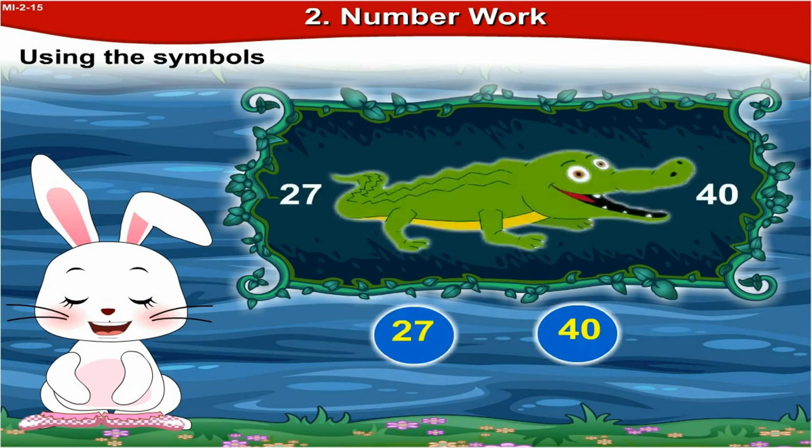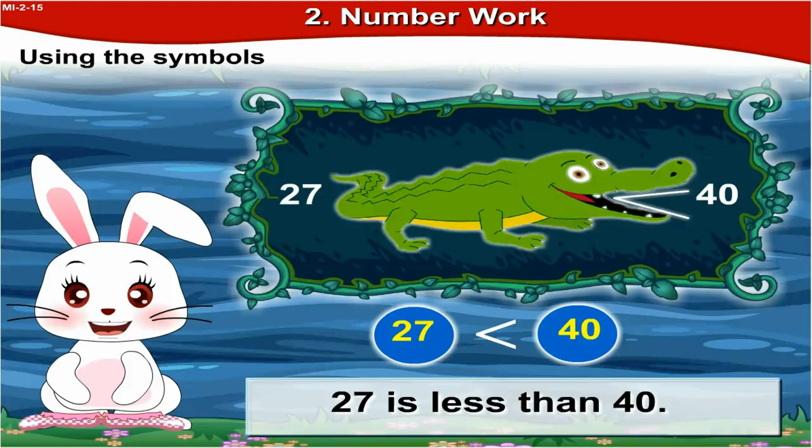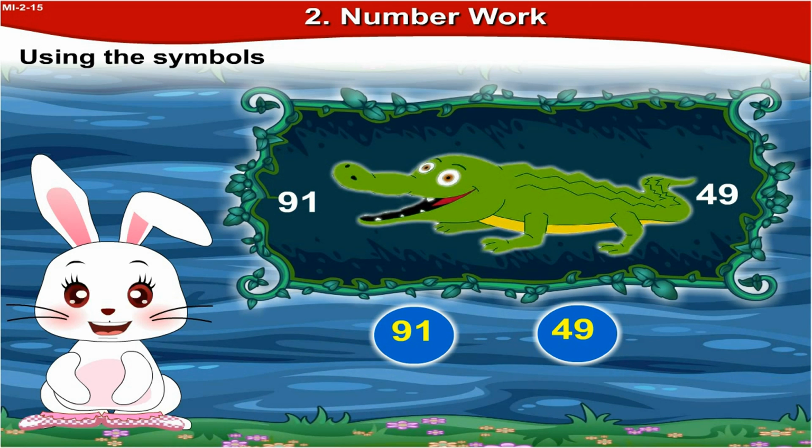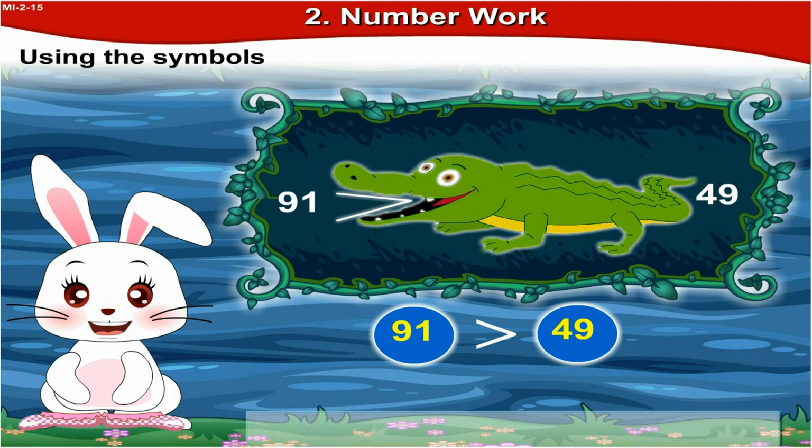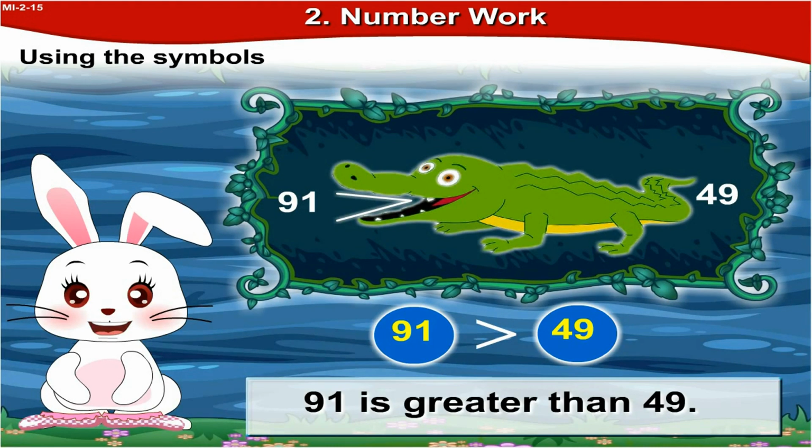Now next is 27 and 40. You know that 27 is smaller than 40. So 27, a symbol of smaller than 40. We read it as 27 is less than 40. Next is 91 and 49. You can very well make out that 91 is greater than 49. So 91, a symbol of greater, then you write 49. It is read as 91 is greater than 49.